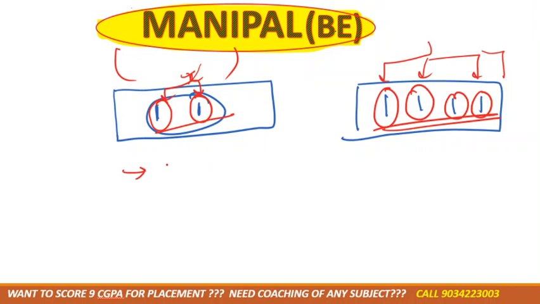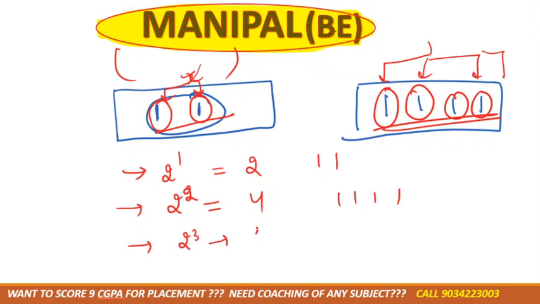So you can make a pair of 2 raised to 1, that is two ones, or you can make a pair of 2 raised to 2, that is 4, means a pair of 4 ones, or you can make a pair of 2 raised to 3, that is 8, means 8 ones, right? And 2 raised to 4, that is 16.